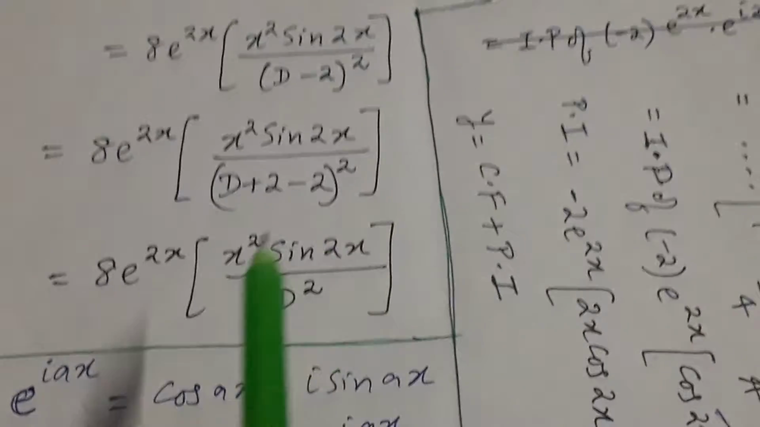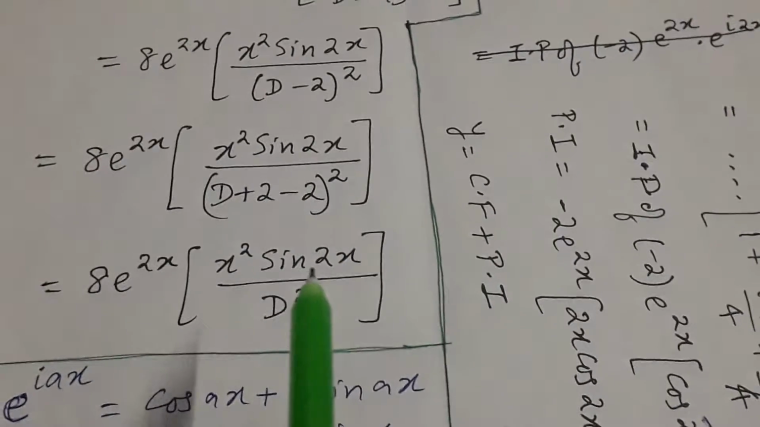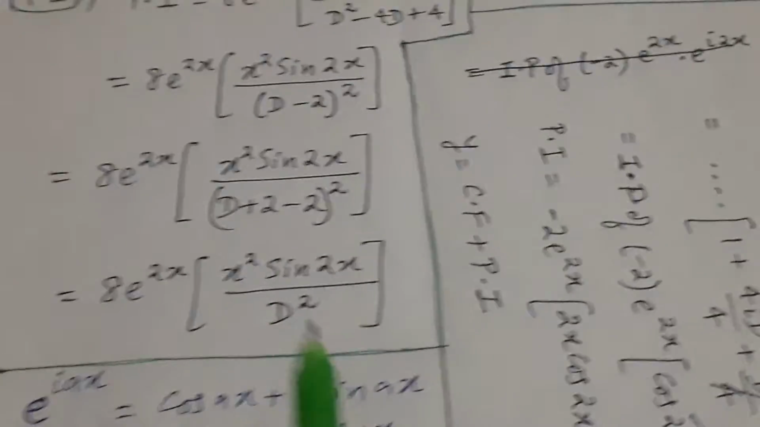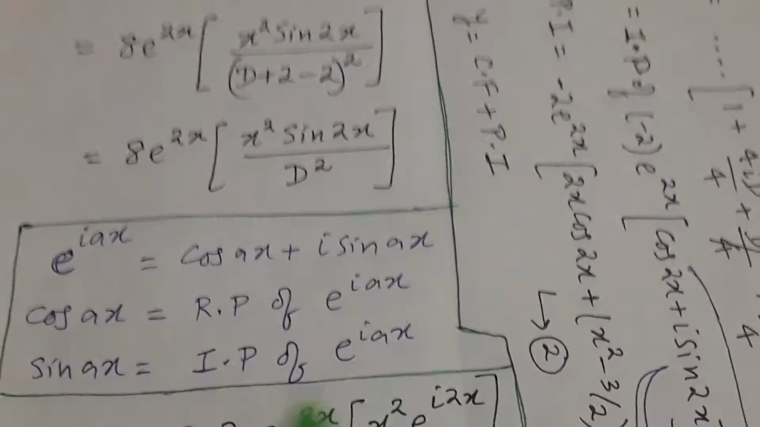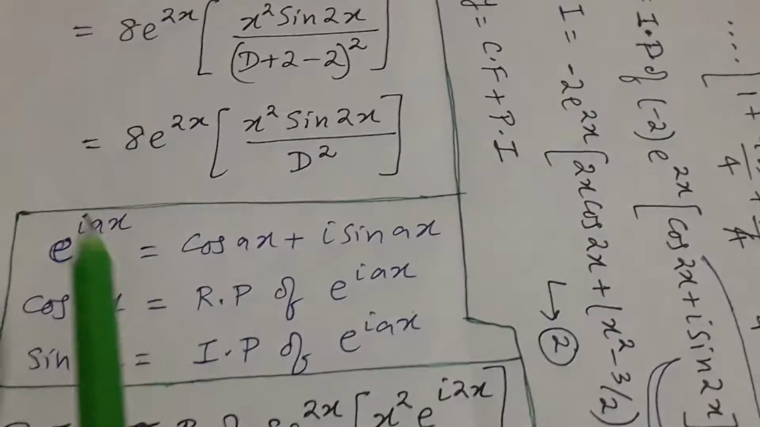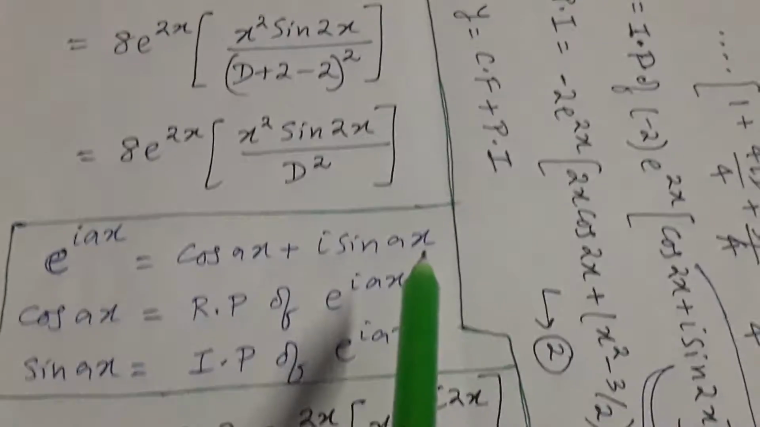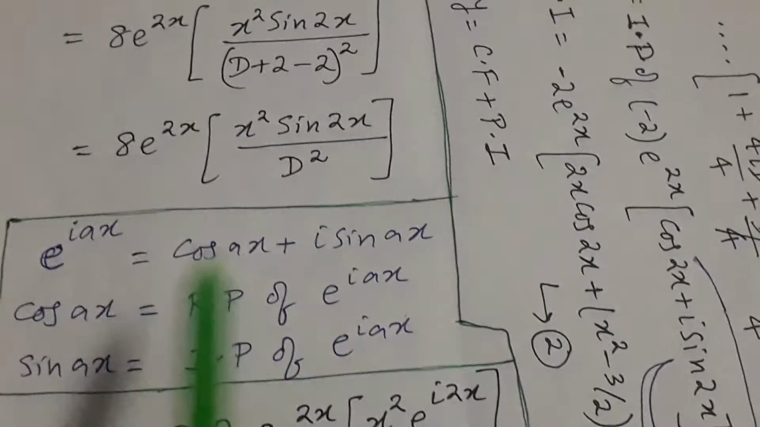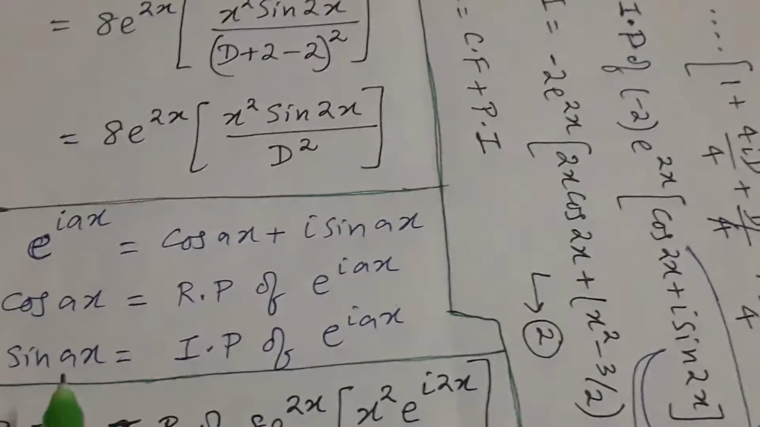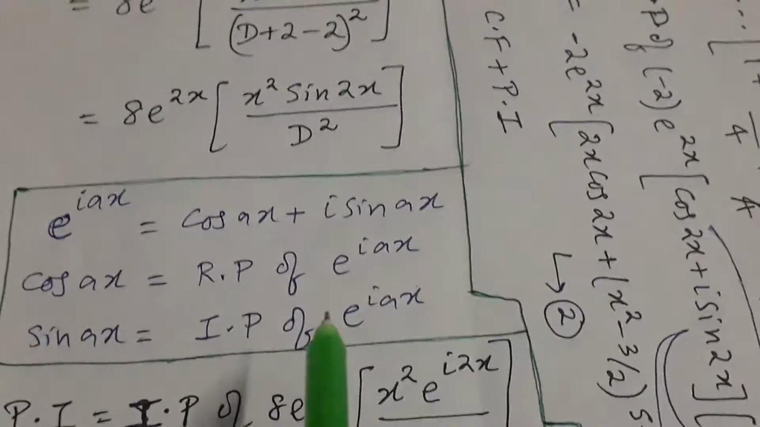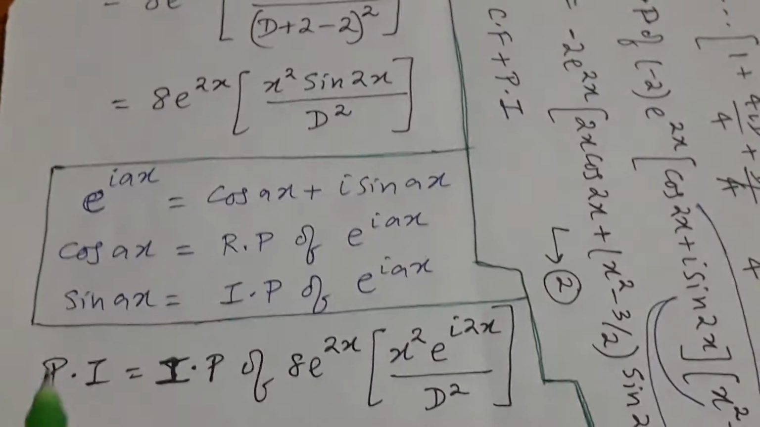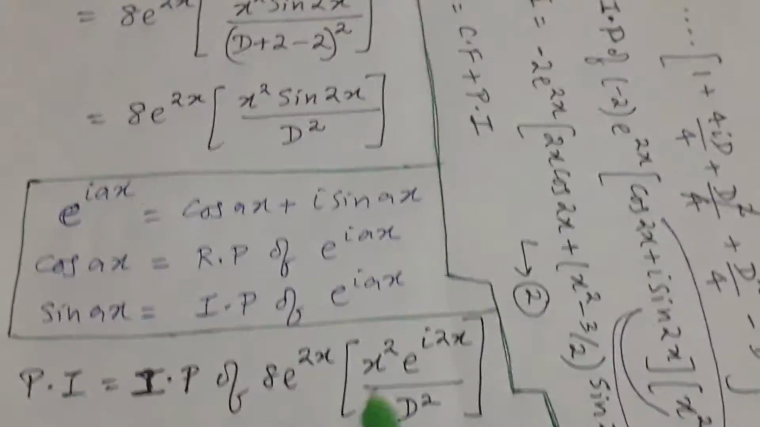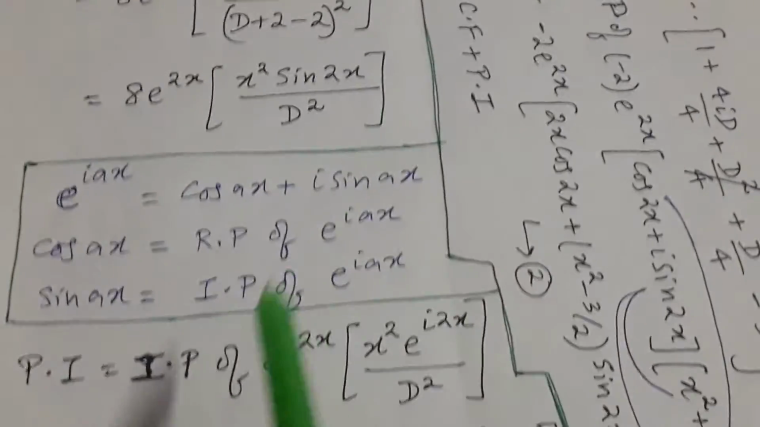Okay. So if it is x square into sine with e power, how to proceed? You have to use this formula. You know e power iax is cos ax plus i sin ax. Cos ax is the real part of e power, and sin is the imaginary part of e power. So how to find the particular integral? A new type here. Sin 2x, right?